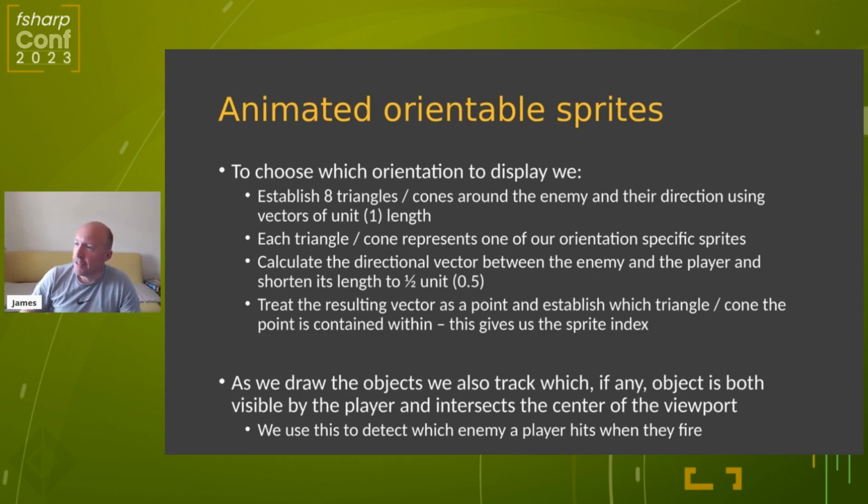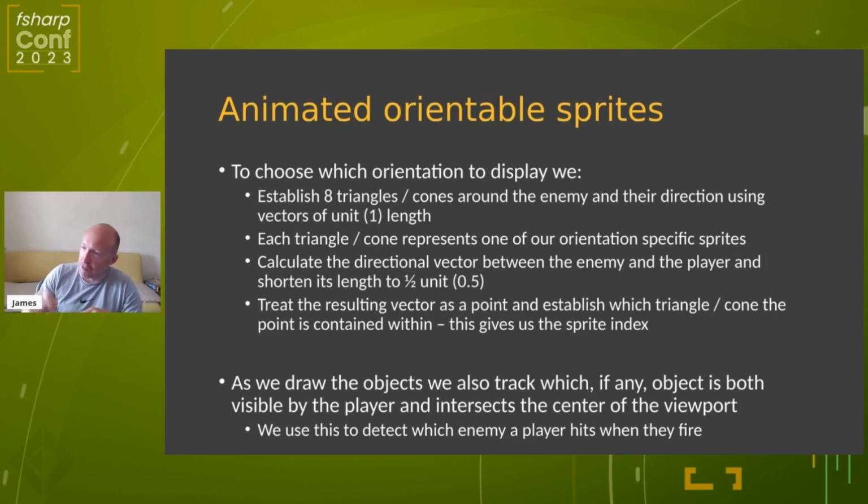To do this, and I'm a particularly visual person because it really hurt my brain, I established 8 triangles around the enemy. So 8 cones, and those triangles are all made up of vectors of unit length 1. Each of those cones represents one of those directional sprites, and then you calculate the directional vector between the player and the enemy sprite, and scale that down to 0.5 units, so it'll fit inside one of these cones, no matter how far away the player is from the enemy.